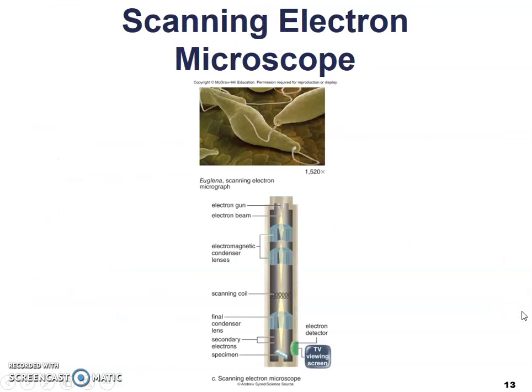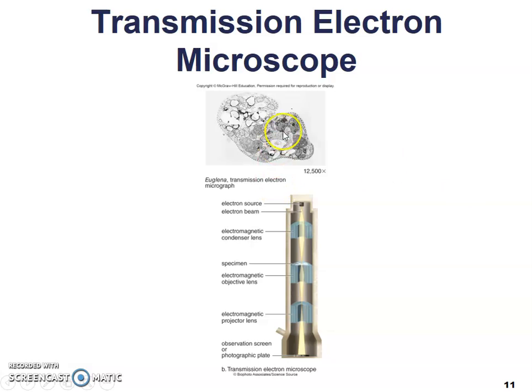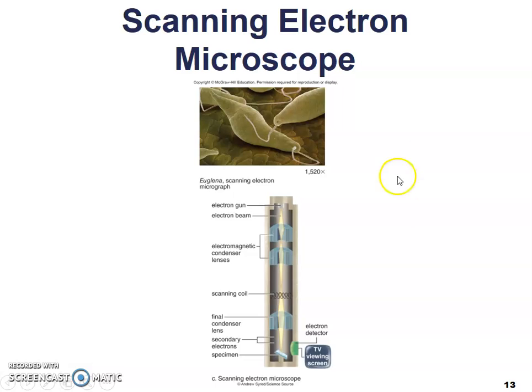So here is an image created by a scanning electron microscope. You can see the outside of structures using the scanning electron microscope, whereas you can see the insides using the transmission electron microscope. So the setup is very similar to the scanning electron microscope.